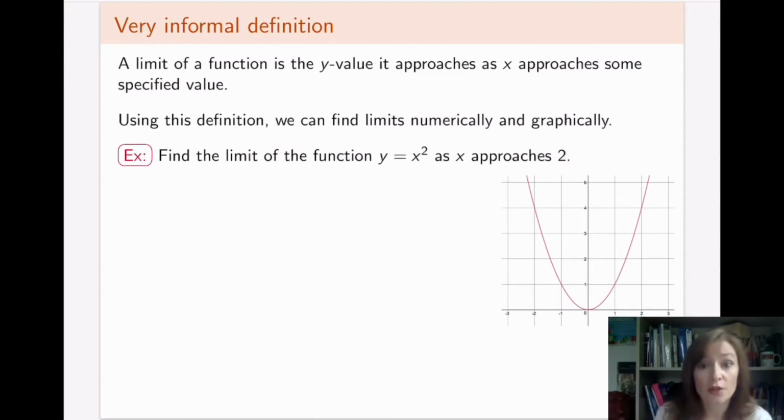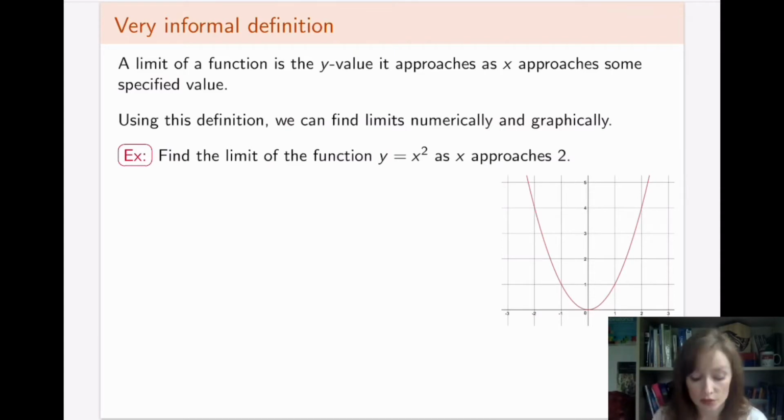So the very informal definition is that the limit of the function is the y value that it approaches as x approaches some specific value. So an x value will be specified for you, and you will have to calculate the y value that the function approaches as x gets closer and closer to the pre-specified point.